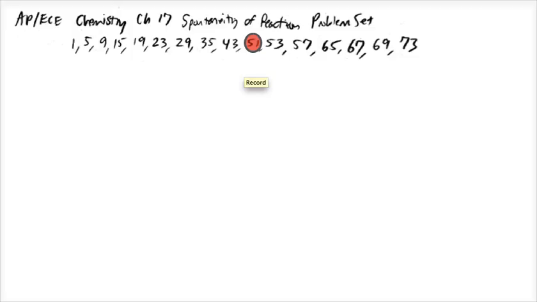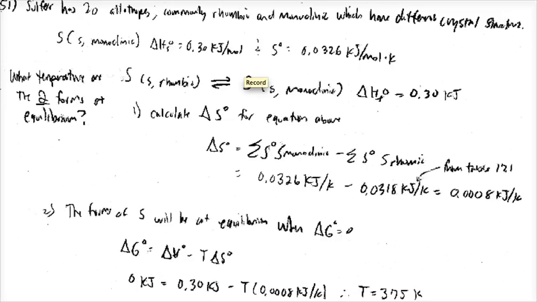In problem 51, you're asked to consider sulfur, which has 20 allotropes. Commonly the ones that are dealt with are the rhombic and monoclinic ones. They have different crystal structures. You can actually write an equation to describe what happens with those. That's sulfur right here in the solid state, the rhombic solid state, in equilibrium with sulfur. That's what that S is for. In the solid state, that's what that S is for, but in the monoclinic form.